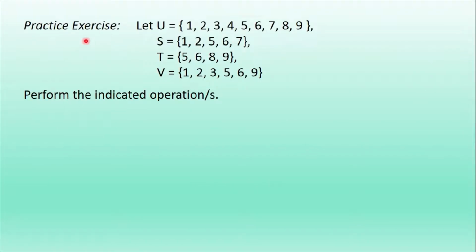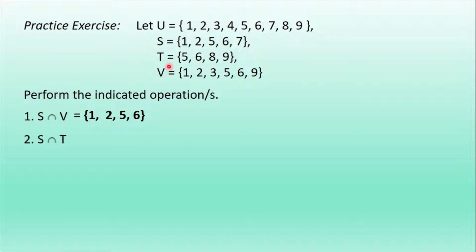Next, let's have this practice exercise. S intersection V. So what are the elements common to them? We have 1, we have also 2, and we have also 5, and we have also 6. So these are the intersection of the two sets, S and V.